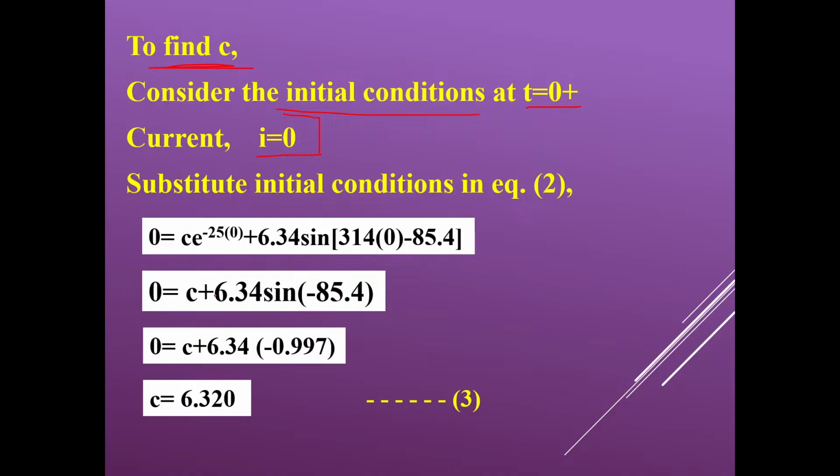You will get 0 equal to C plus 6.34 sine minus 85.4, and sine minus 85.4, its value is minus 0.997. So 0 is equal to C plus 6.34 into minus 0.997. So multiply these two terms, you will get C is equal to 6.320. That is our equation 3. We have got C value, that is equation 3. Substitute 3 in 2.